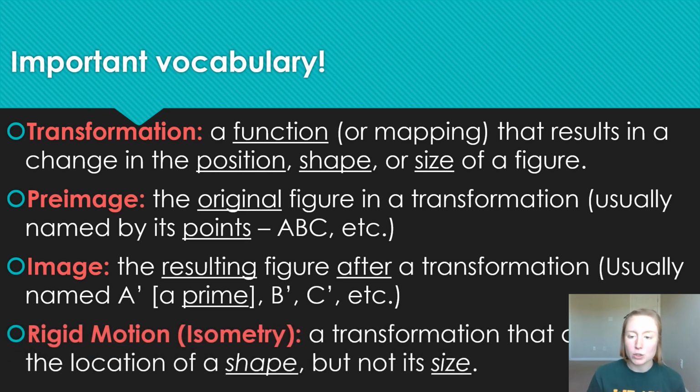The final definition is a rigid motion, and there's a word right behind where my face is right now that says it changes the location of a shape. So a rigid motion takes a shape and it changes it to somewhere else, to a new place, but it doesn't make it bigger or smaller. So it doesn't change its size. So pause the video here if you need to take a minute to write these down, and then we'll talk about how we use these in examples.